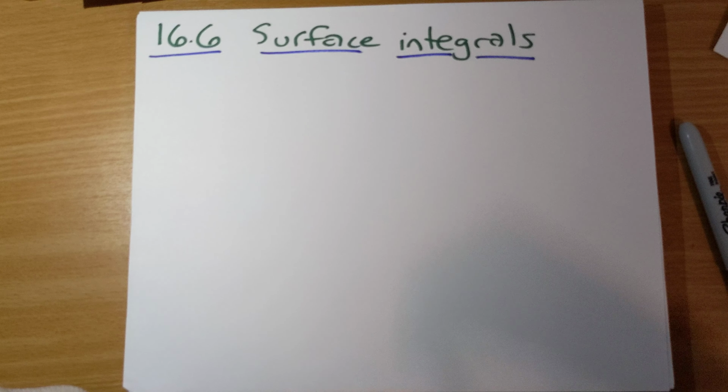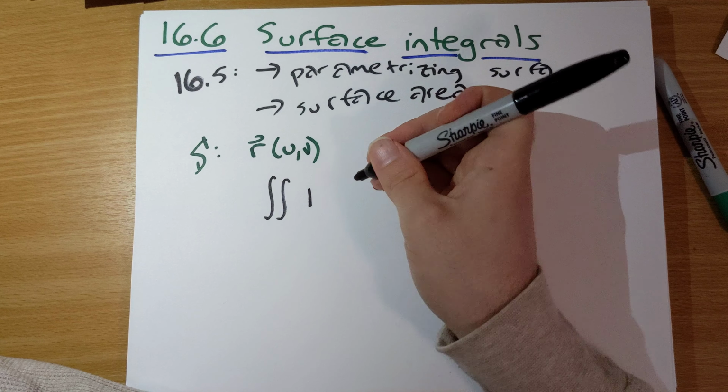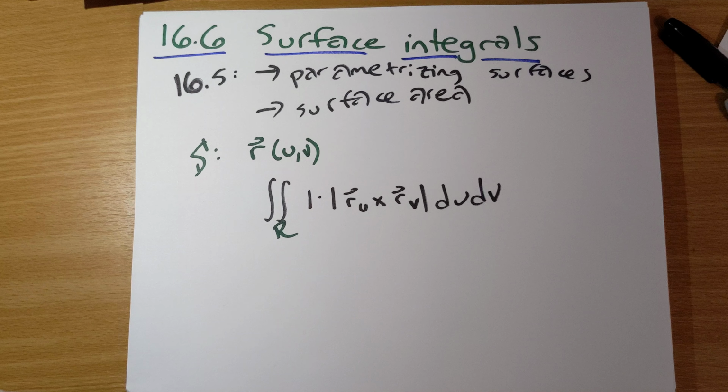So the idea was that if we had a surface S and a parametrization for it, R of u comma v, the surface area ends up being the double integral of 1 times the magnitude of R sub u cross R sub v, where those are partial derivatives, du dv, and you're integrating over R, the domain in the UV plane that corresponds to S here in 3 dimensions, X, Y, and Z. So this is what we talked about last time.